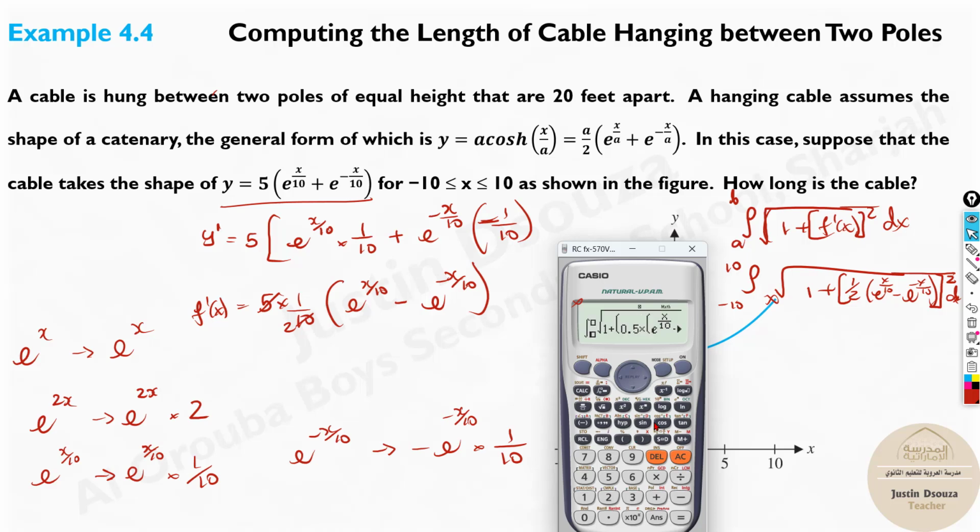And what are the limits? It's from minus 10. The lower limit is always the lower value, then the upper limit. And that should be the answer. It is 23.504.